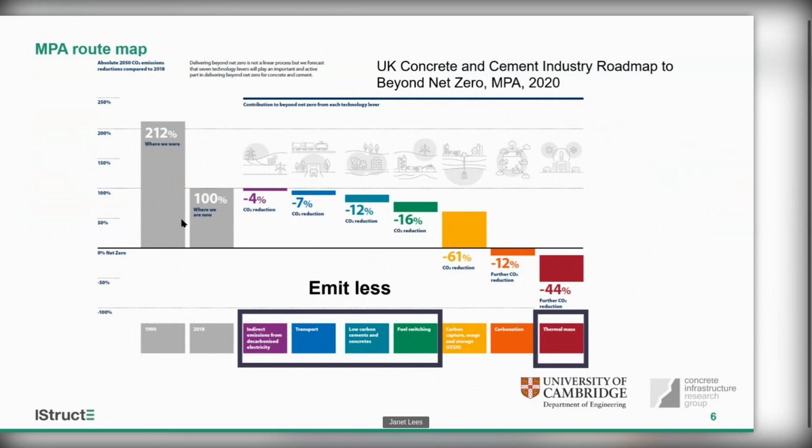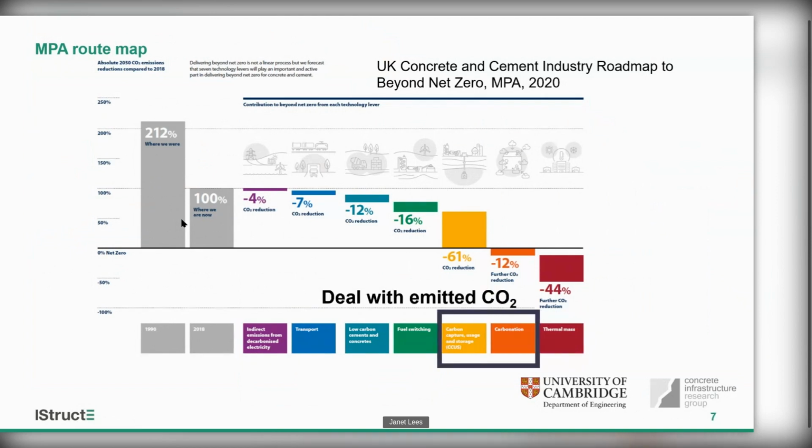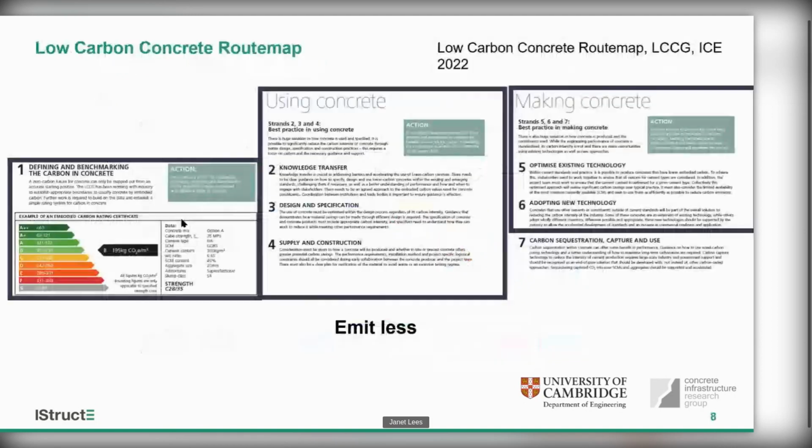So if I map that sort of umbrella classification onto some recent publications, this is the Mineral Products Association route map, and again, there'll be people on the call who can expand on this if required. Broadly speaking, the indirect emissions from decarbonized electricity, transport, low carbon concretes and cements, fuel switching, and thermal mass, I would put in the category of emit less, and then deal with emitted CO2 would come into the carbon capture, storage, and things like carbonation.